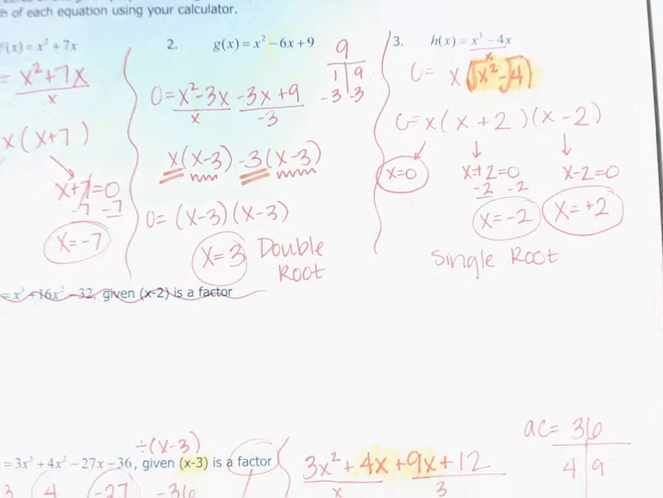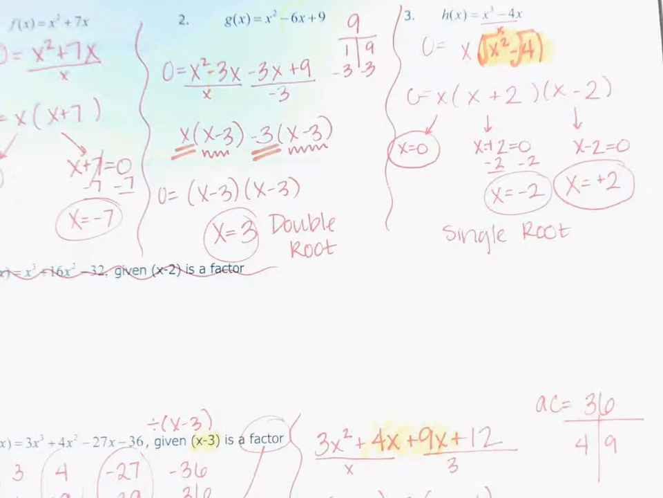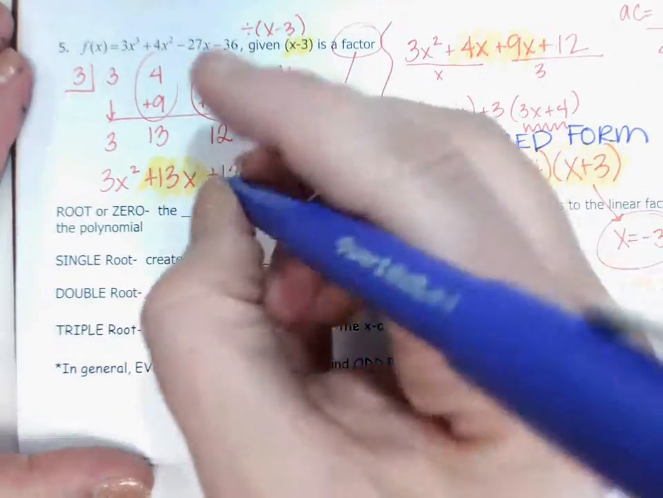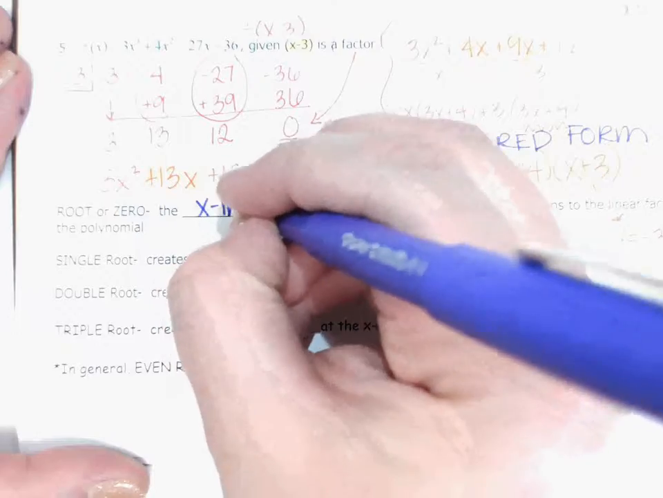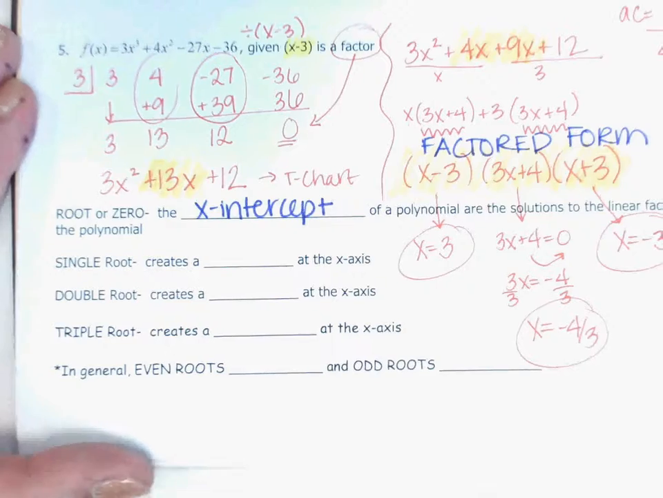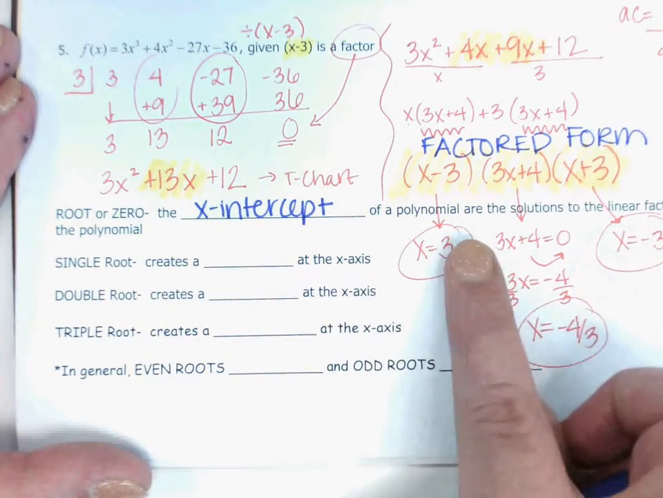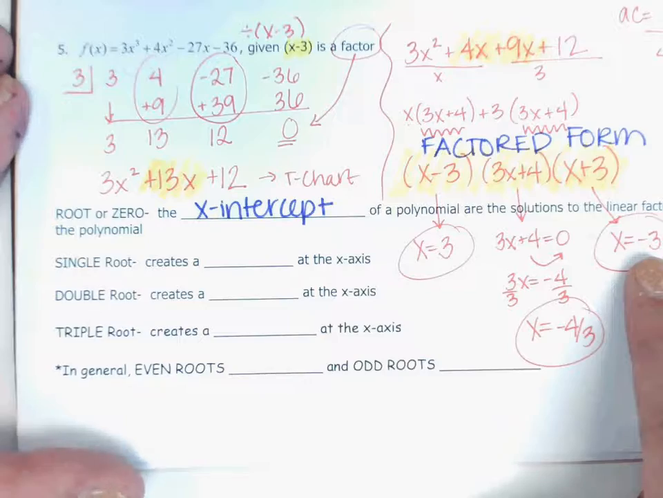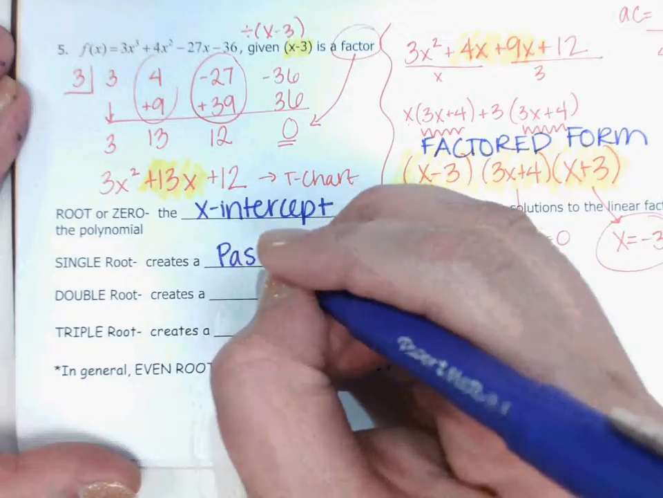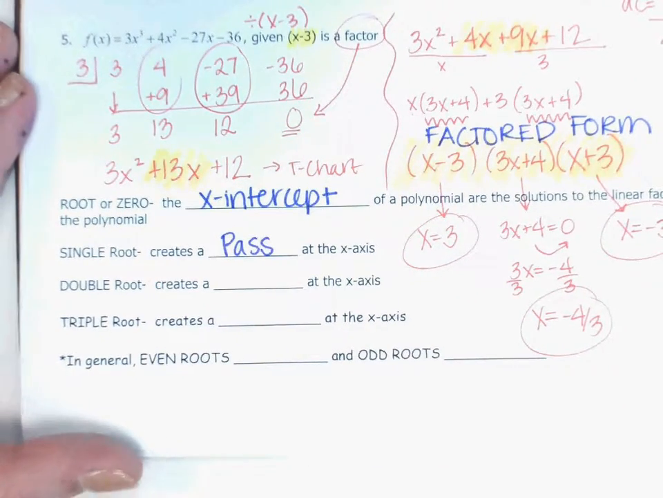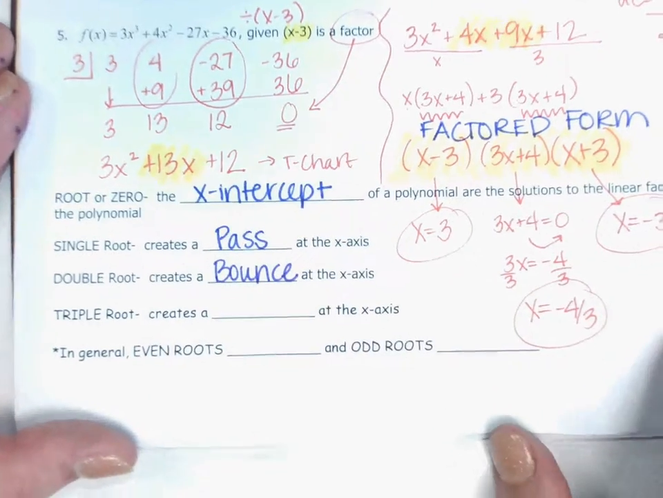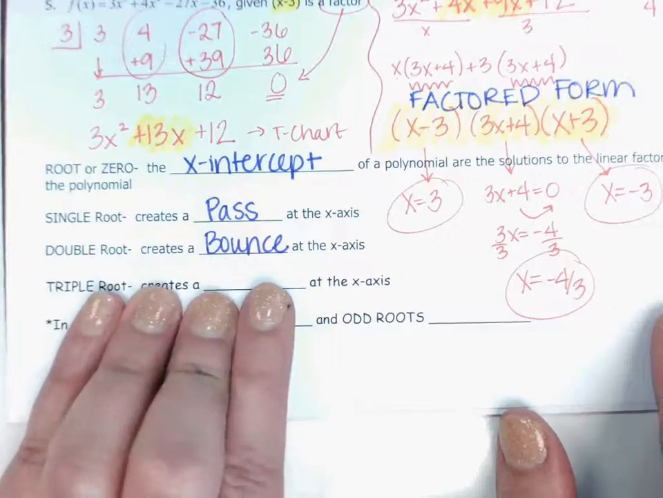So what we're going to look at today is what that means for the graph. So down here, a root or a 0 is going to be where the graph crosses the x-axis. Okay, that point is called the x-intercept. So these numbers that we're finding here, these are the places that my graph hits the x-axis. A single root is going to create what we call a pass, and a double root is going to create what we are going to call a bounce. Okay? So we'll talk about a triple root in a second. You can just ignore that for right now.